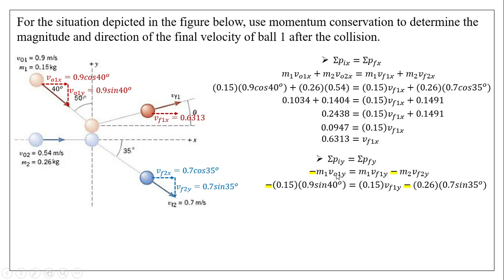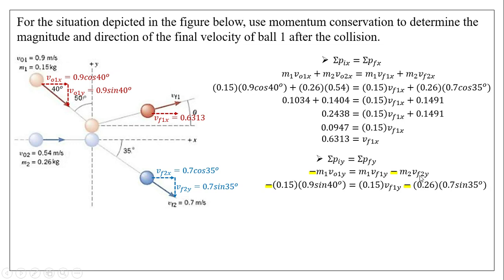So that's that. Okay, here I'm just going to plug in values. M1 is 0.15, V01Y is just 0.9 times sine of 40. And likewise on the right side, but you notice here the only thing I don't know is VF1Y, which is what I'm trying to find because then that'll complete my right triangle. And then the negative sign gets carried down. But keep in mind that here, I'm just going to go ahead and plug in 0.6 as the mass.